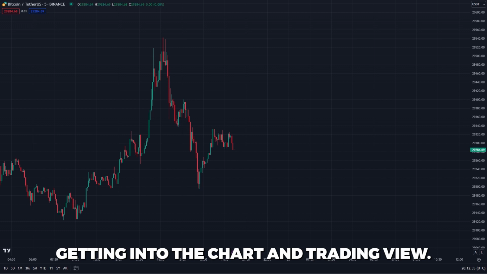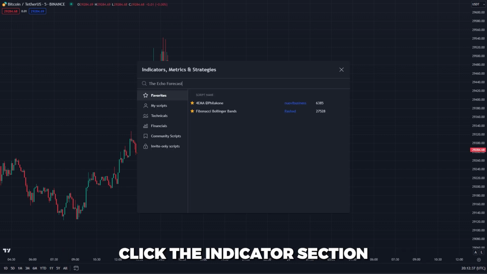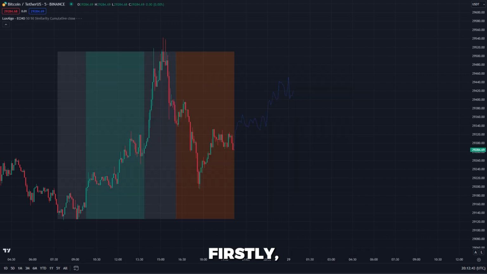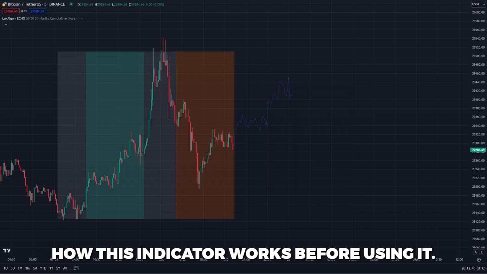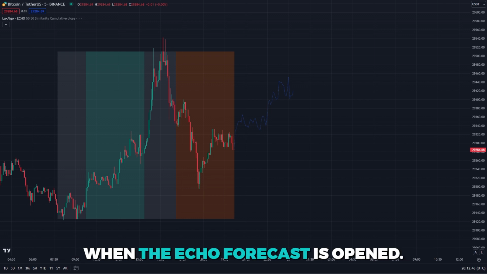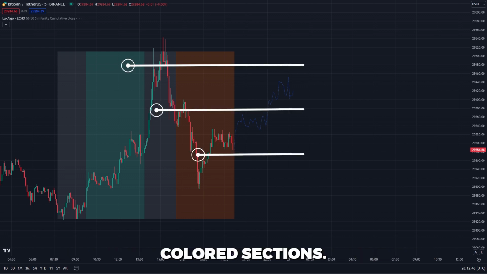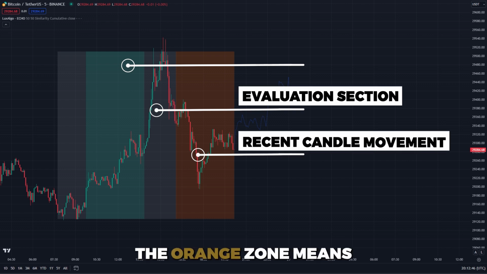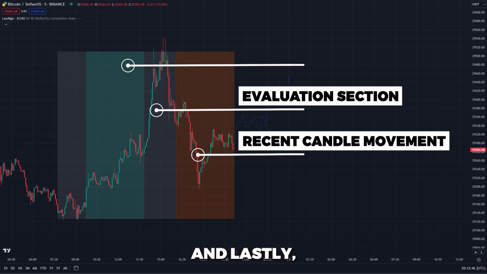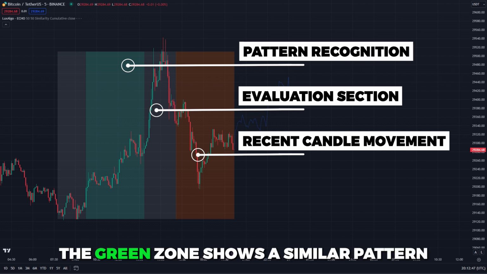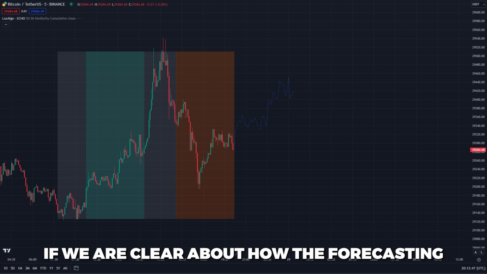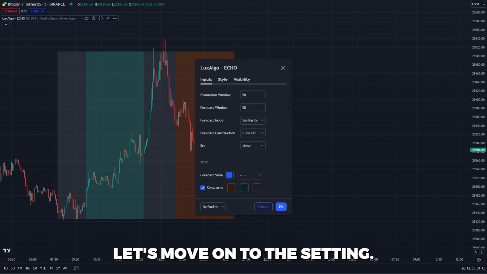Getting into the chart in TradingView, click the Indicator section for adding the indicator named Echo Forecast. Firstly, it is important to know how this indicator works before using it. When the Echo Forecast is opened, you can see there are 3 different colored sections. The gray zone is the overall evaluation section, the orange zone means recent candle movement, and lastly, the green zone shows a similar pattern based on the orange zone. Once we are clear about how the forecasting mechanism works, let's move on to the settings.